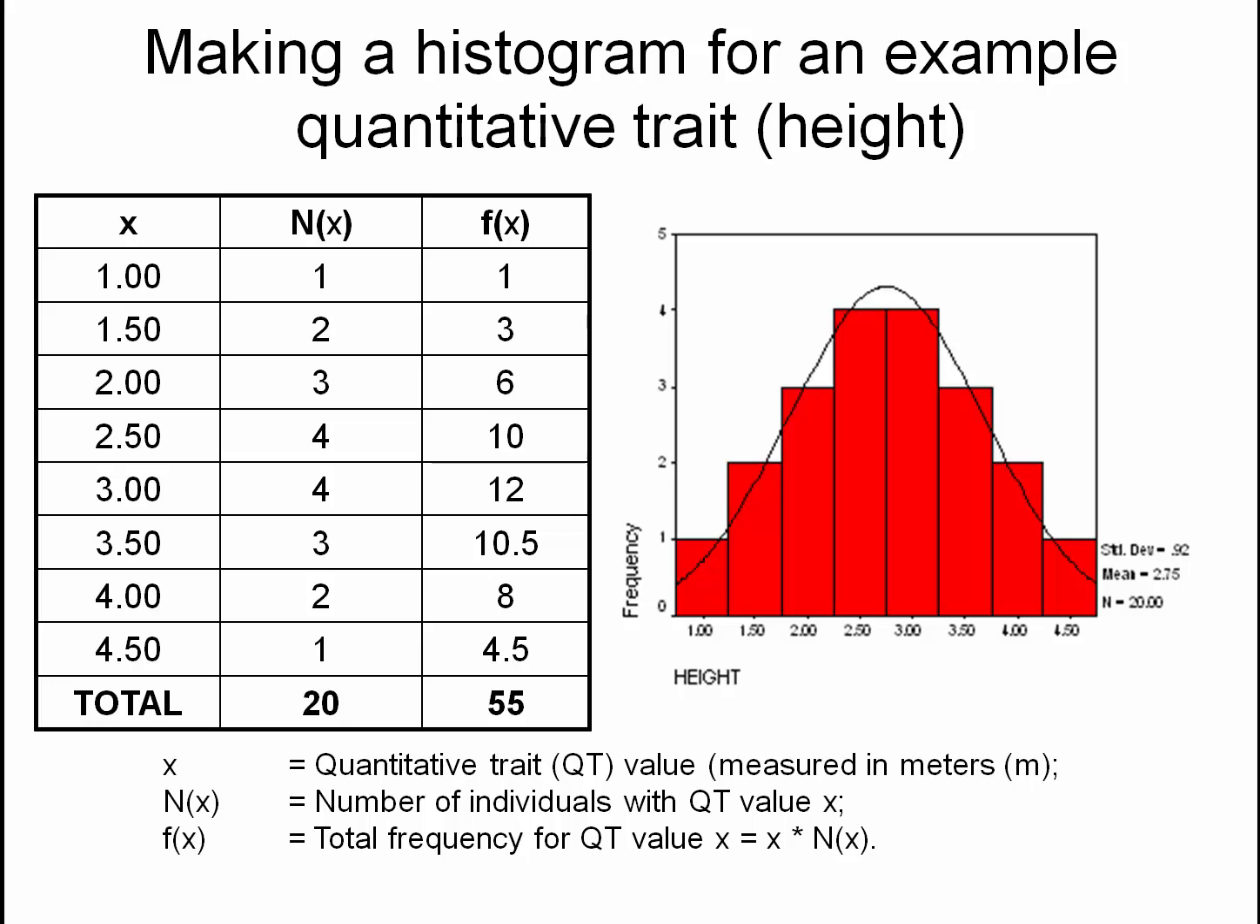And here's an example where we're thinking of height as our quantitative trait for some species. We're measuring height in meters. And we see that the table we have here on the left has 3 columns: x, n of x, and f of x. Now, x is just the quantitative trait value itself.